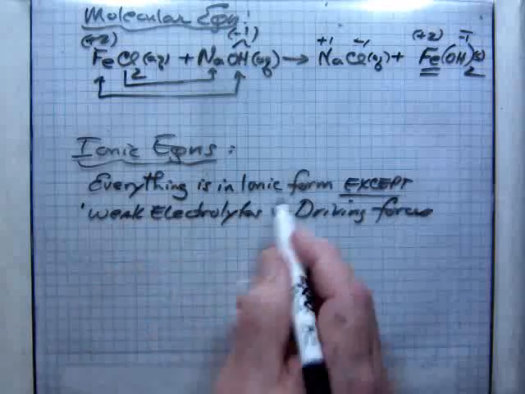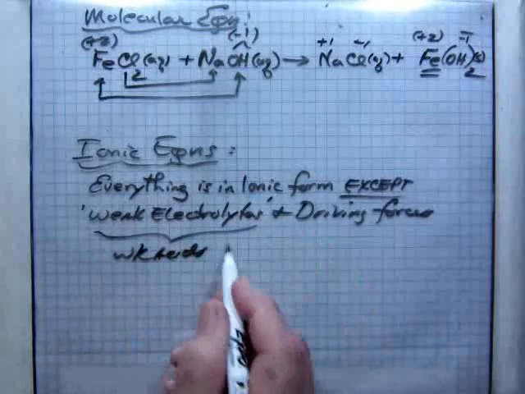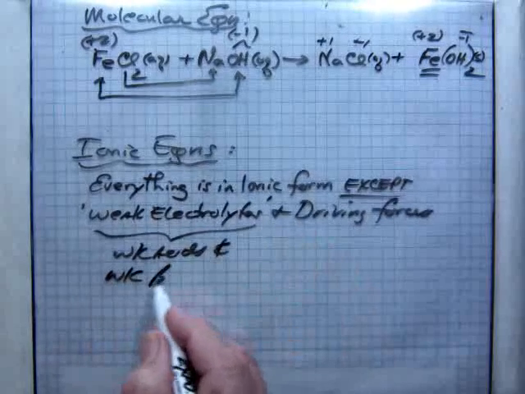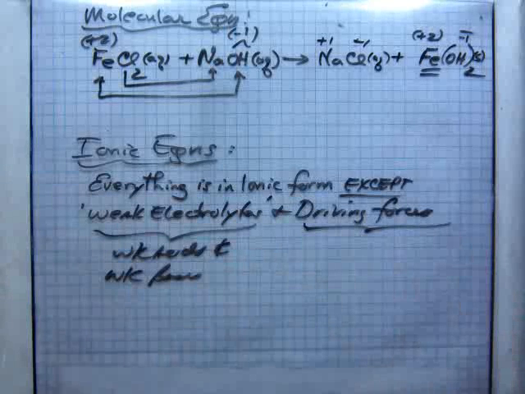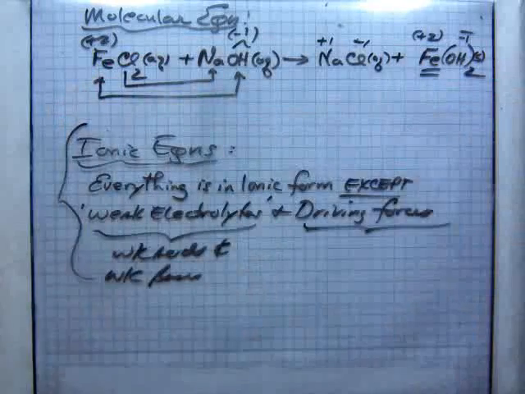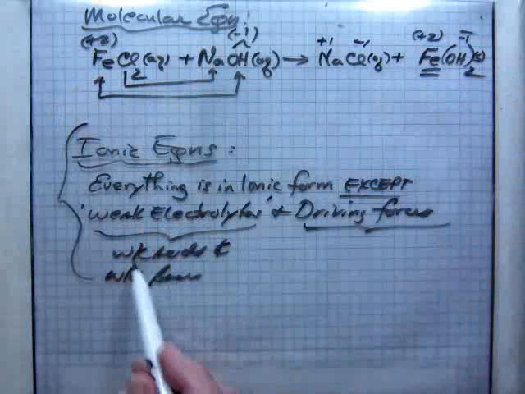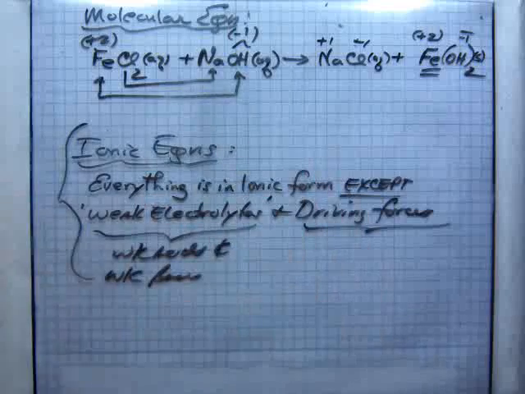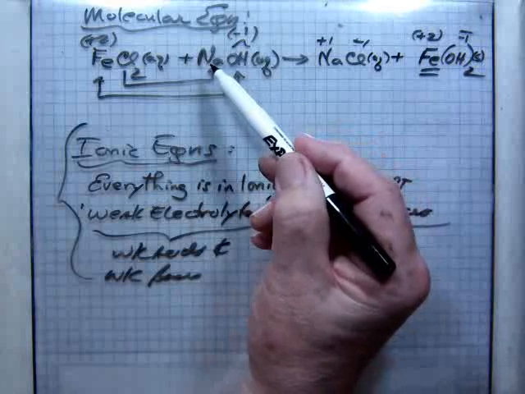Now, weak electrolytes refer to weak acids and weak bases. And the driving force, of course, can be a precipitate or another weak acid formed out of the reaction. So when we take the metathesis reaction up here, we look for weak acids on the reactant side. Well, there are none. The strong bases are group 1 and group 2 hydroxides, except for beryllium.